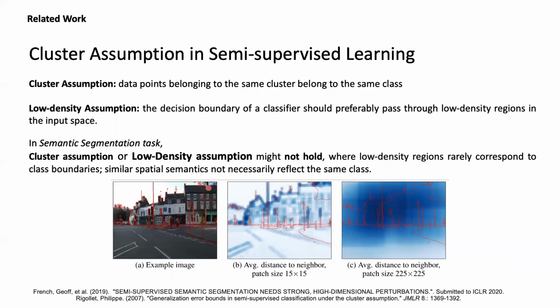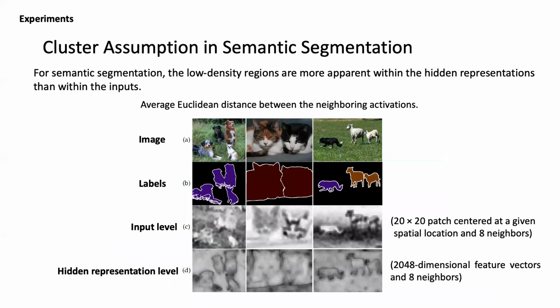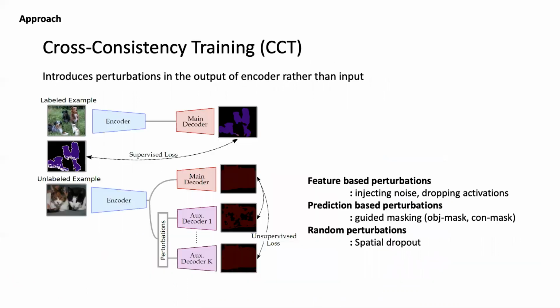Previous work published last year showed that this cluster assumption does not hold in input space. Like the experiment done from previous work, the authors measured the average Euclidean distance between neighboring patches from input space and representation level to examine the local smoothness. They observed that for semantic segmentation, the low density regions are more apparent within the hidden representation than within the input. This finding motivates their approach where perturbations are applied to the encoder's output rather than the input.